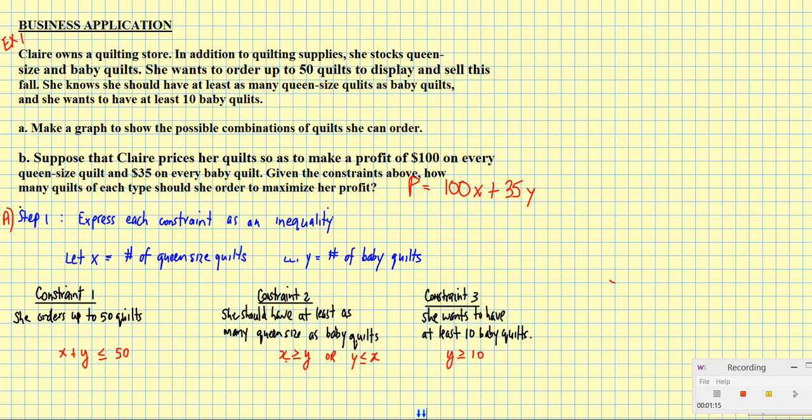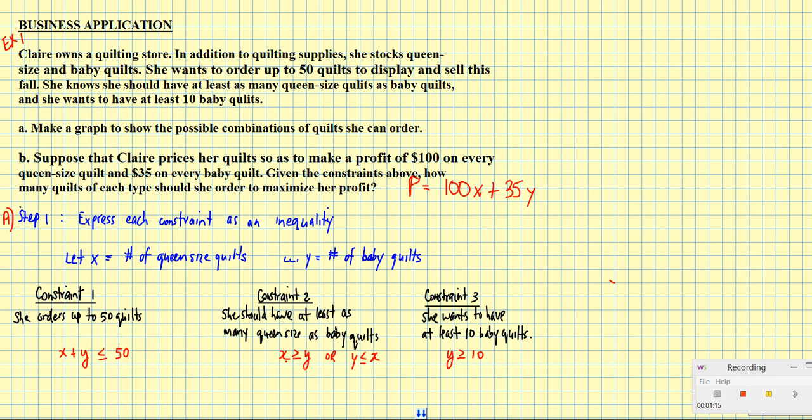Alright, so the first thing we need to do is take out the constraints from the word problem. Those are all the constraints that we're looking at. The first part we want to do is express each constraint as an inequality, so we need to get down our inequalities.